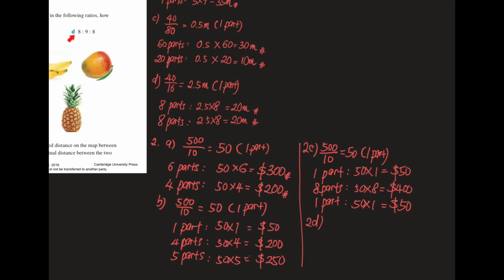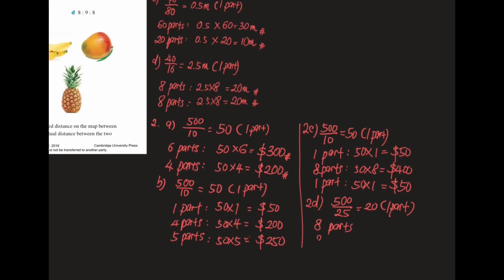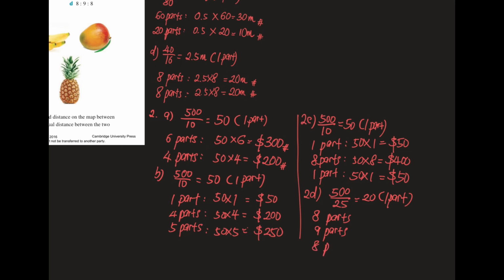So 2D, we are still able to see the questions. We have a ratio of 8 to 9 to 8. So we add up these 3 numbers. 8 plus 9, 17. 17 plus 8, 25. So we have 25 parts. So 500 divided by 25 parts. So we get 20. That represents 1 part. And we split the money into 8 parts, 9 parts, and 8 parts.